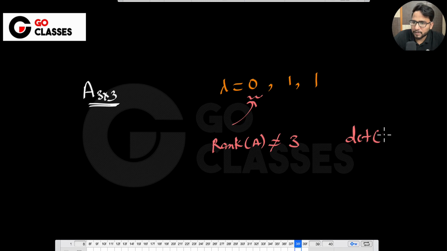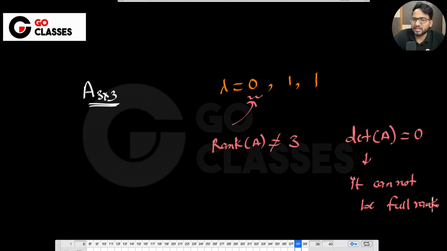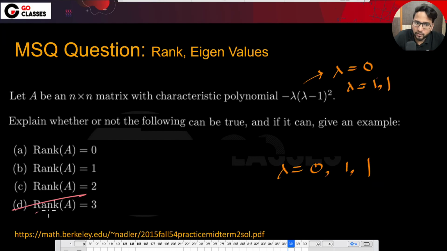I mean, there are multiple reasons. So the determinant of A is 0. It means that it cannot be full rank. Full rank means that rank cannot be 3. So rank cannot be 3, which means that this is definitely not the answer. Now, can the answer be A? Can the answer be B? Or can the answer be C? This is the question that they are asking.